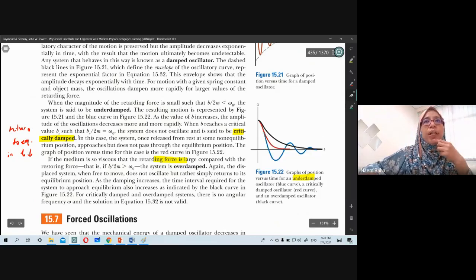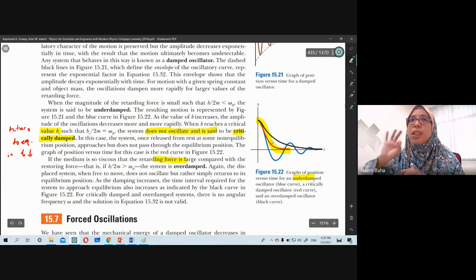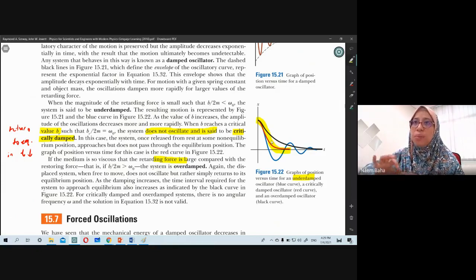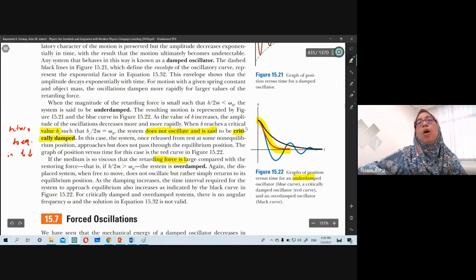Right, now the next one, critical damping. When it reaches critical damping, the system does not oscillate. Which is critical? The red curve. It returns to equilibrium in the shortest time possible. That is critical. The exam might ask you to sketch the three graphs: underdamped, critically damped, and overdamped. So you need to understand which one is which.